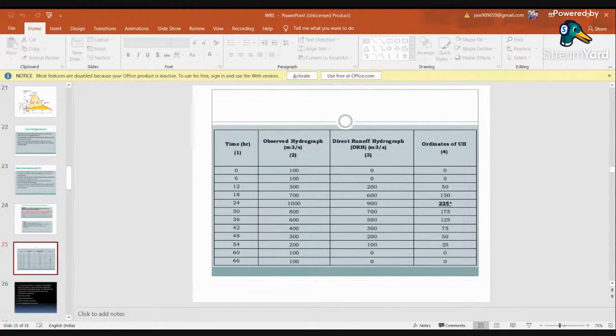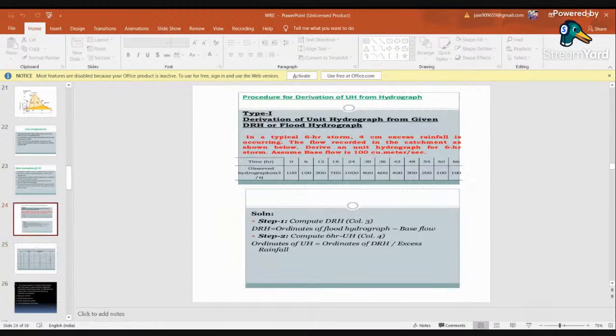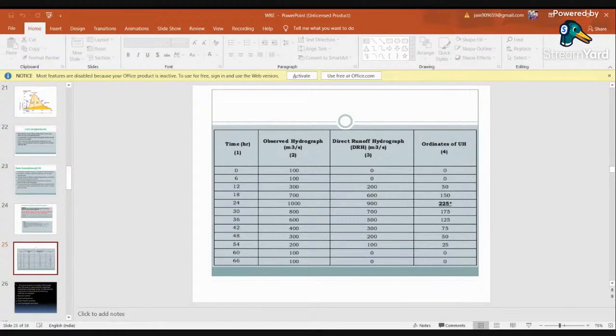Then for getting the ordinates of the unit hydrograph, you are given 4 centimeter of excess rainfall. You have to plot for 1 centimeter. So divide all the ordinates by 4. So you will get the ordinates for the unit hydrograph, that is 200 divided by 4, that is 50, 600 divided by 4, that is 150. And then you will again plot time versus column number 4, that is the ordinates of the unit hydrograph. So you will get a graph which will show the hydrograph for 1 centimeter of excess rainfall for that given catchment.